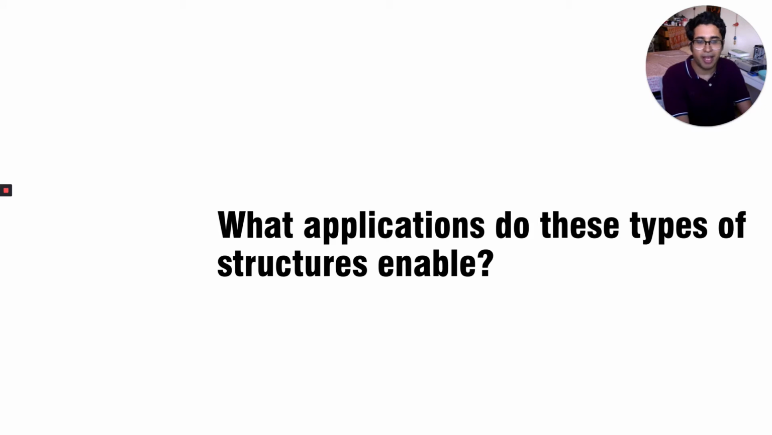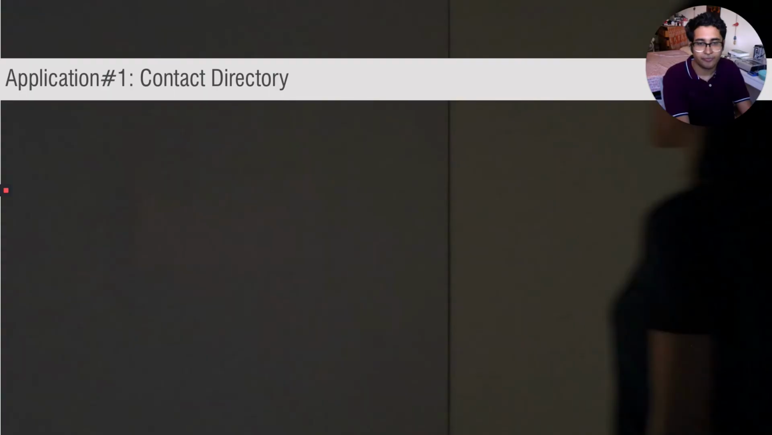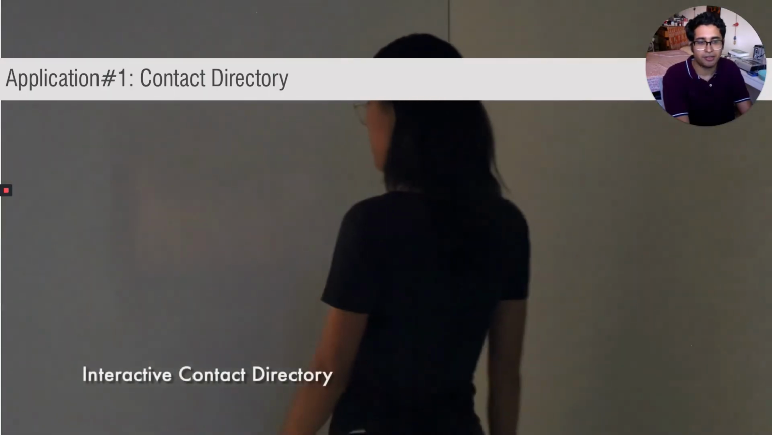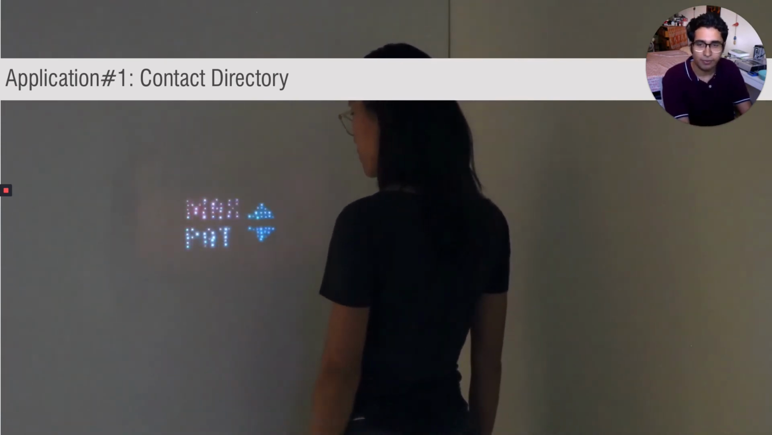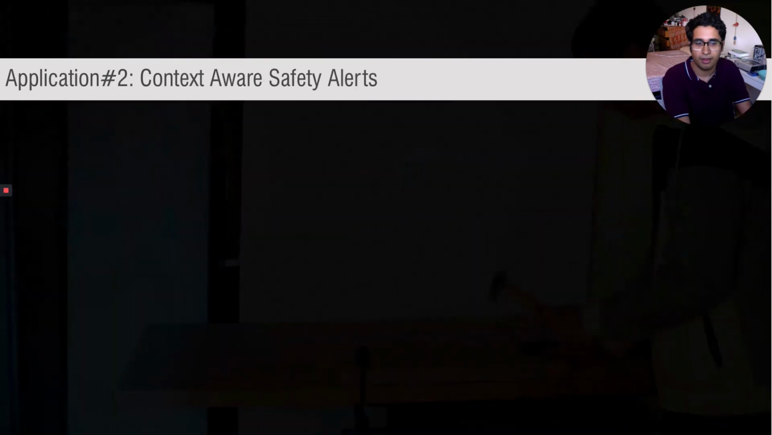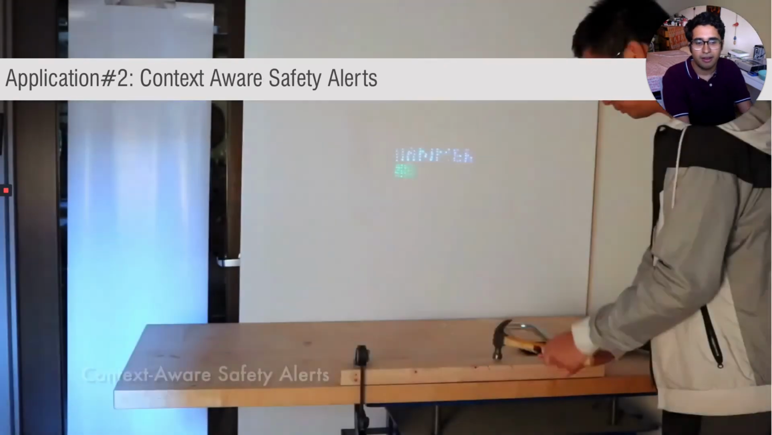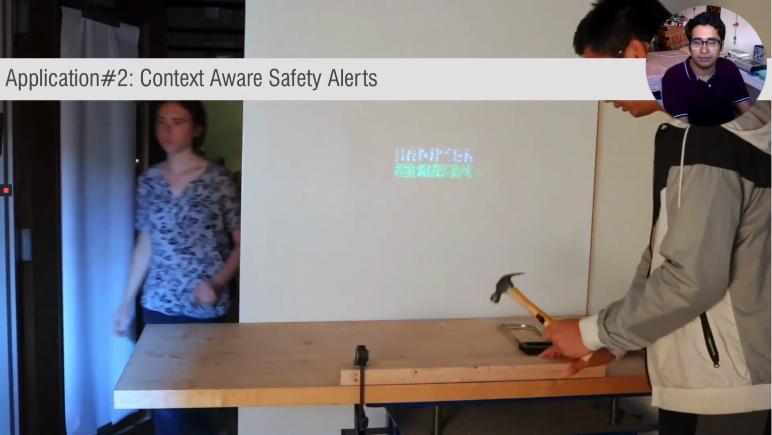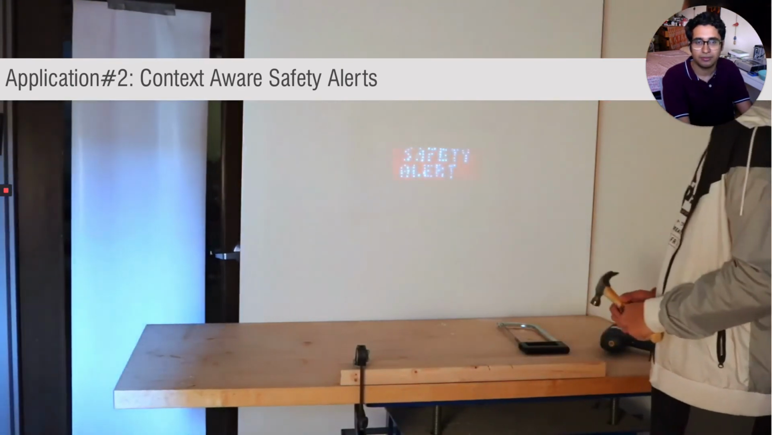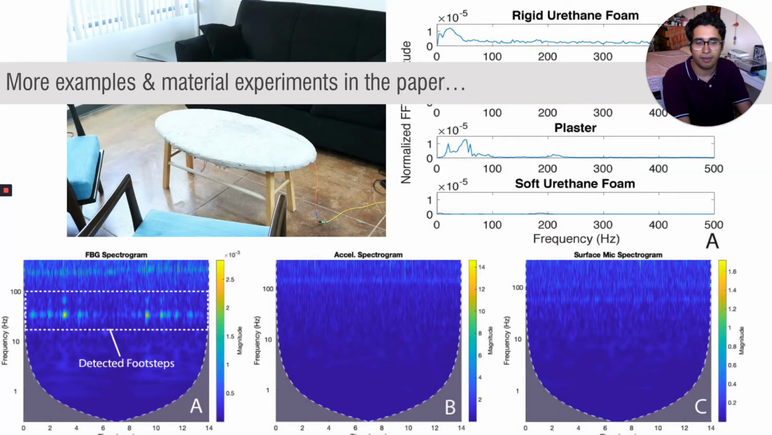Now, there are many applications with these types of structures. I'm going to show you a few examples to give you an idea. First, an interactive contact directory on the wall can be used to find out where a person is located. Second, we can proactively give safety alerts to people while they're doing any activity. Now, there are many more interesting examples and material experiments in the paper. In the interest of time, I invite you all to look into the paper for further details.